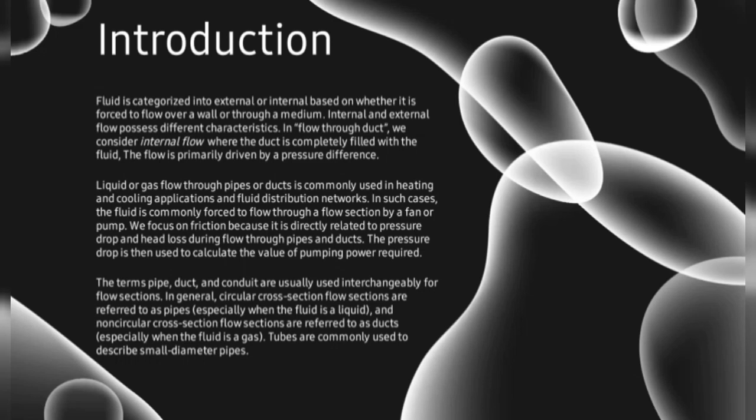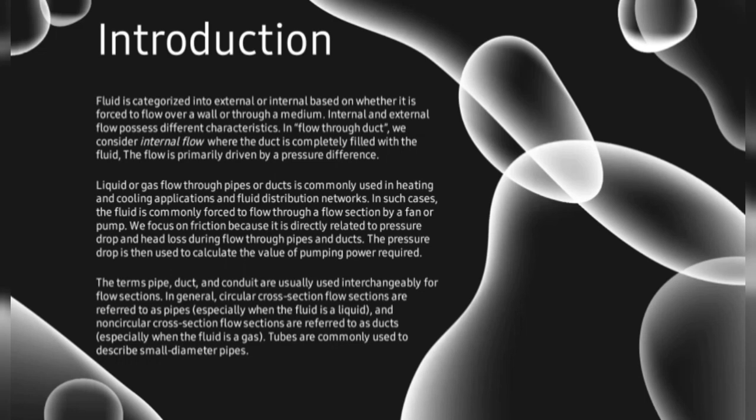Liquid or gas flow through pipes or ducts is commonly used in heating and cooling applications and fluid distribution networks. In such cases, the fluid is commonly forced to flow through a flow section by a fan or pump. We focus on friction because it is directly related to pressure drop and head losses during flow through pipes and ducts. The pressure drop is then used to calculate the value of pumping power required.